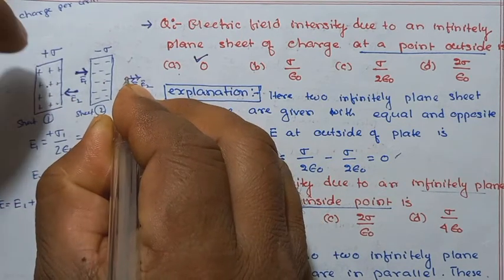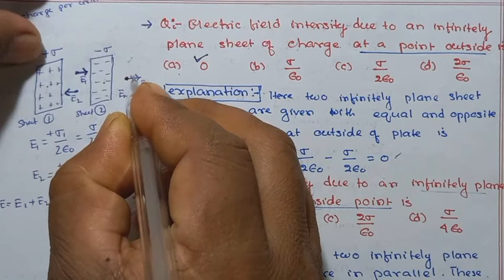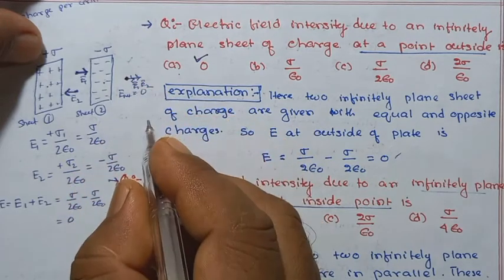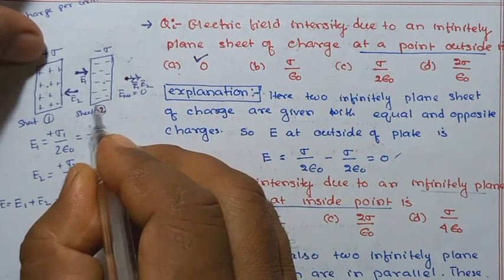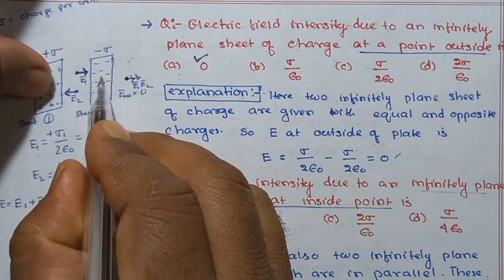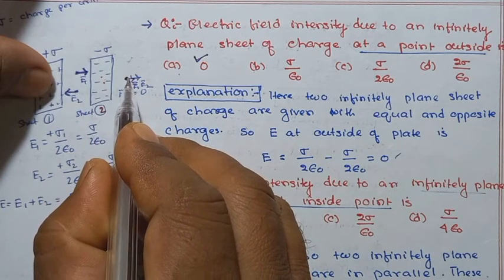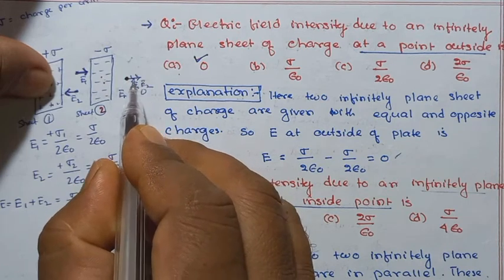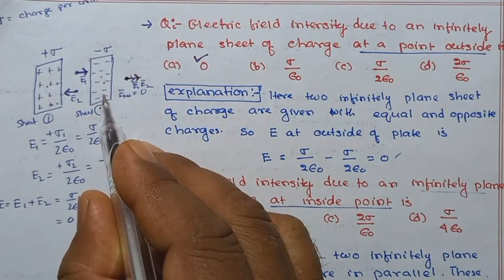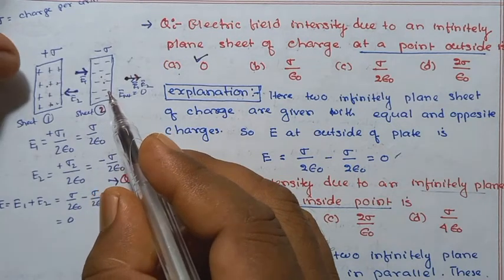So due to first sheet, say electric field intensity is E1. So E1 is equal to sigma 1 by 2 epsilon 0. Now think only sheet 2 is present, sheet 1 is not present. And this is positively charged. So due to this positive charge sheet, this electric field is also directed away from the sheet in this direction. So due to this sheet 2, E2 is equal to sigma 2 by 2 epsilon 0. ठीक है.